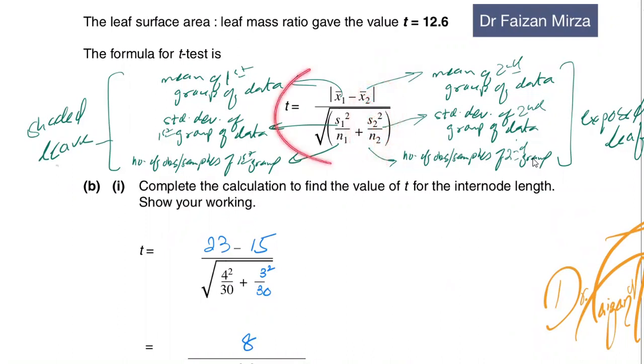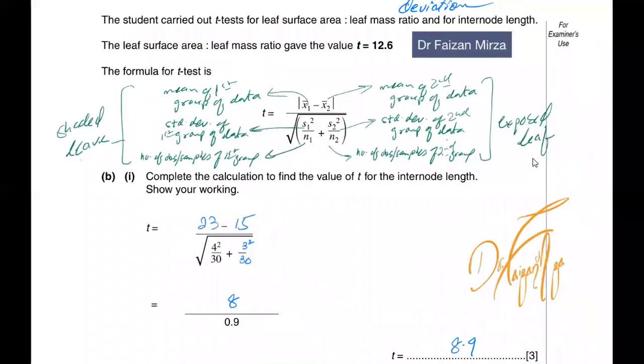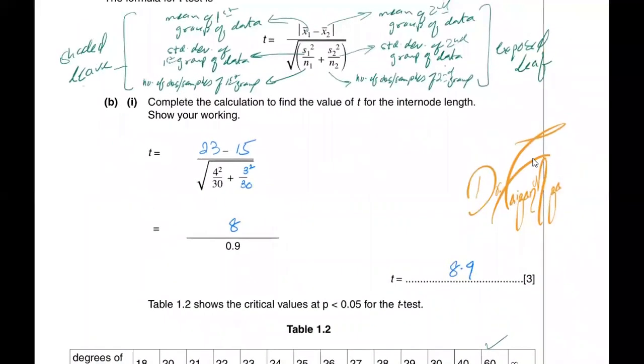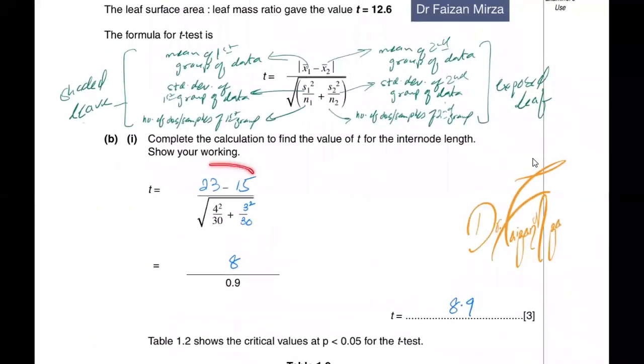So we just apply the rule of Bodmer's here. We just plot the values and we calculate the answer. So complete the calculation to find out the value of t for the internode length. Show your working. Now you have to show your working for the internode length. We need to place the numerators here. The numerators are x bar 1, x bar 2.